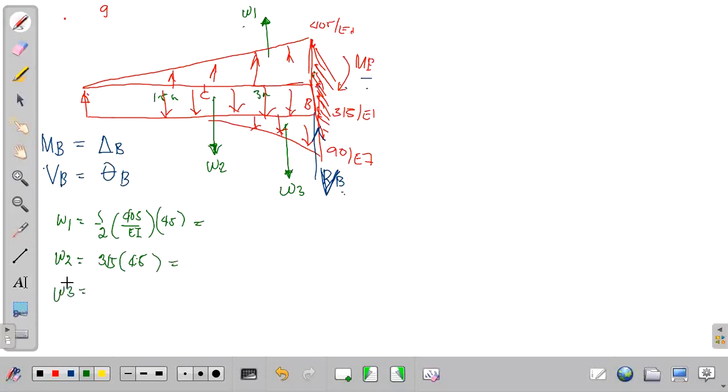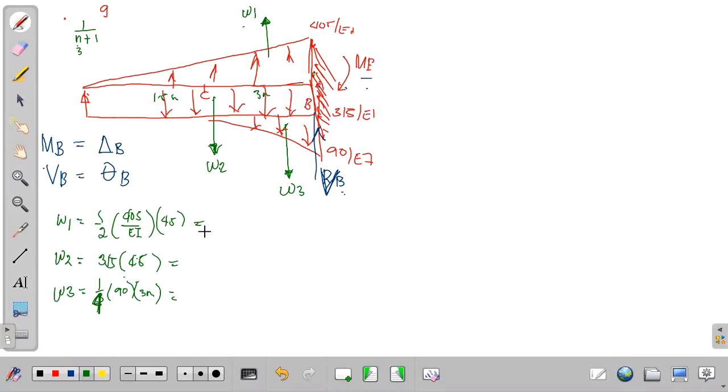And for W3, we have a third-degree curve. So to solve for the third-degree curve, we have 90 times 1/3. Wait, nakalimutan natin yung 1/3. So we have 1/3 times 90 times the distance. What would be our distance here? This is 3 meters. Kindly solve this value. Is this correct? The area of the third degree pala ito, hindi second degree. So third degree, the area is 1 over n plus 1. Our n is 3. So this is 1/4 for the area.